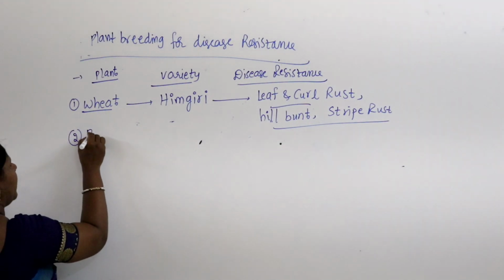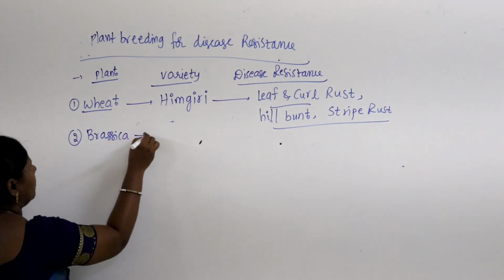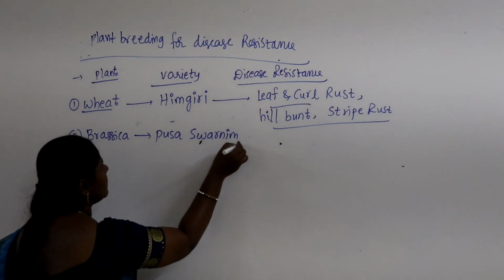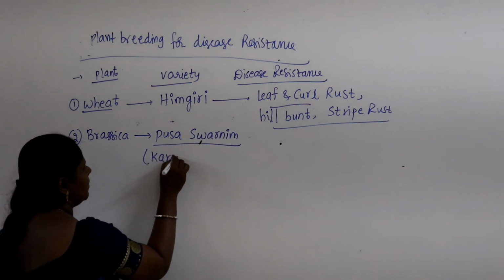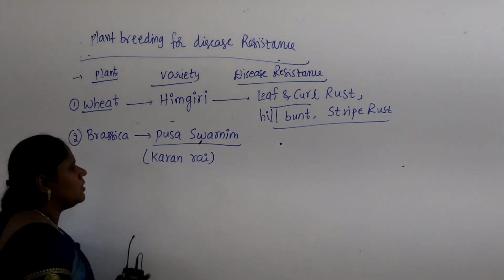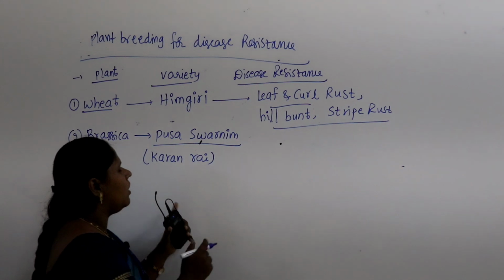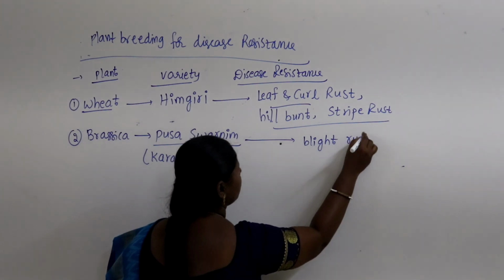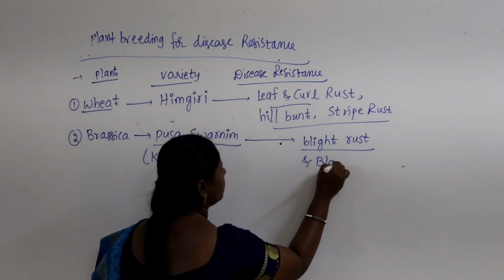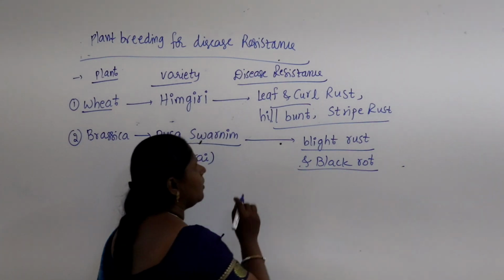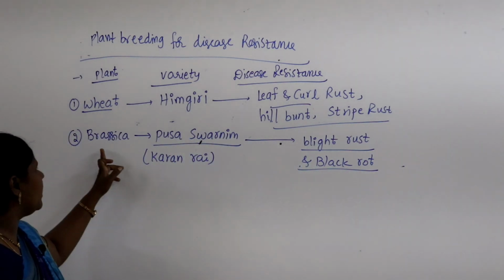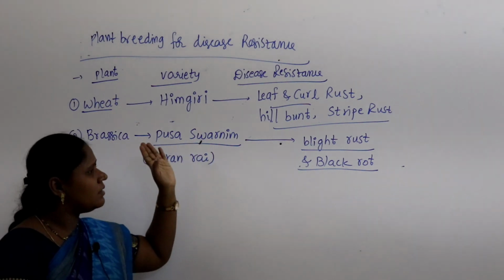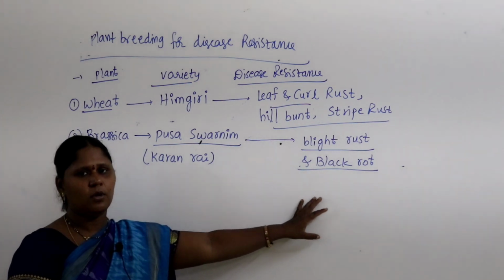Similarly, we can also take brassica. Here the variety that is created is called Pusa Swarnim. It is also commonly referred to as Karan Rai. Now this shows resistance to blight, white rust and black rot. Guys, you have to remember carefully: the name of the plant, the variety that is created, and to what disease it shows resistance.